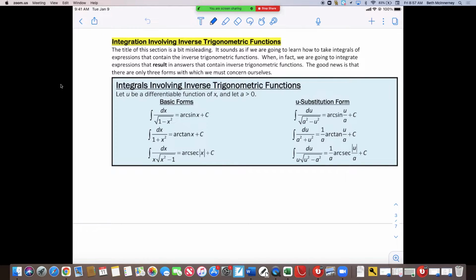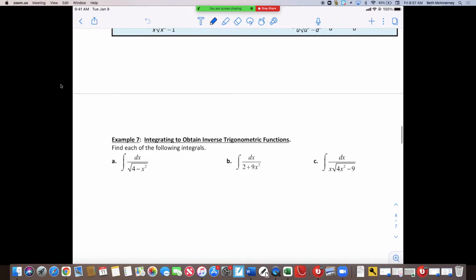And I did post the proof of the arc sine on Canvas, for those of you that would like to see it. It's a very, very high level proof, and one of the proofs uses something called integration by parts, and we don't do that in AB. That is a BC topic, so it's beyond the scope of our course. So here we go. And again, just do your best to stay with me on this. This is going to go high level.